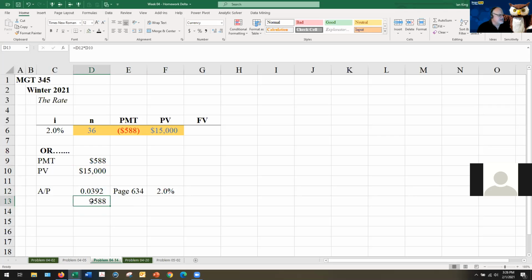Now let's say I didn't know. I knew it was going to be somewhere between 1 and 5. Just guessing. How do I guess? And this is where Excel becomes your friend. So let's say we weren't sure. Let's say we try 3% for a payment of 637.